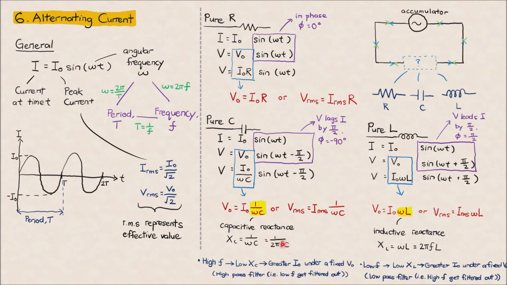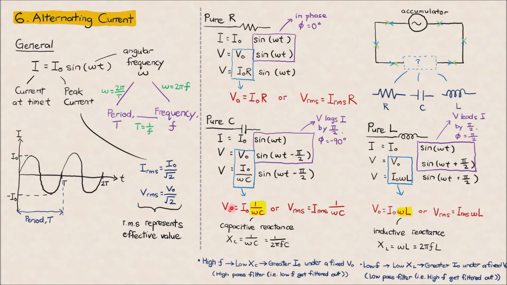If the denominator is big, then the capacitive reactance will be low. So a high frequency current will cause the capacitive reactance to be low. If the capacitive reactance is low, then we bring down this 1 over omega c, and you might cause an increase in the current flowing in the circuit. It's not usually the V0 that changes, because V0 depends on your accumulator. Let's say your accumulator is like the power supply in your lab. You set it to 10 volt AC, so the peak voltage is 10 volts.